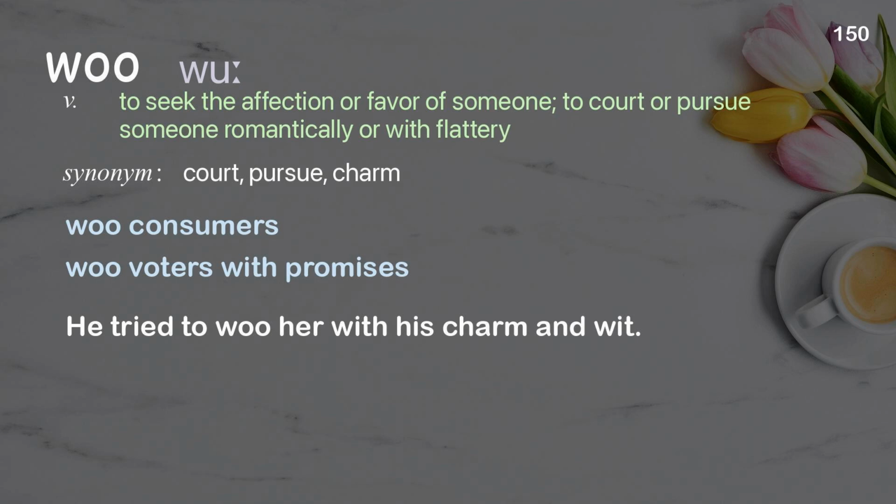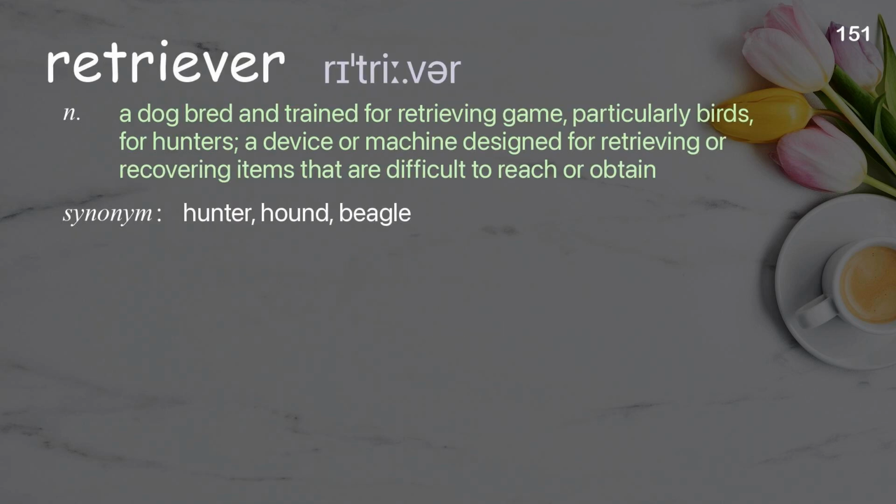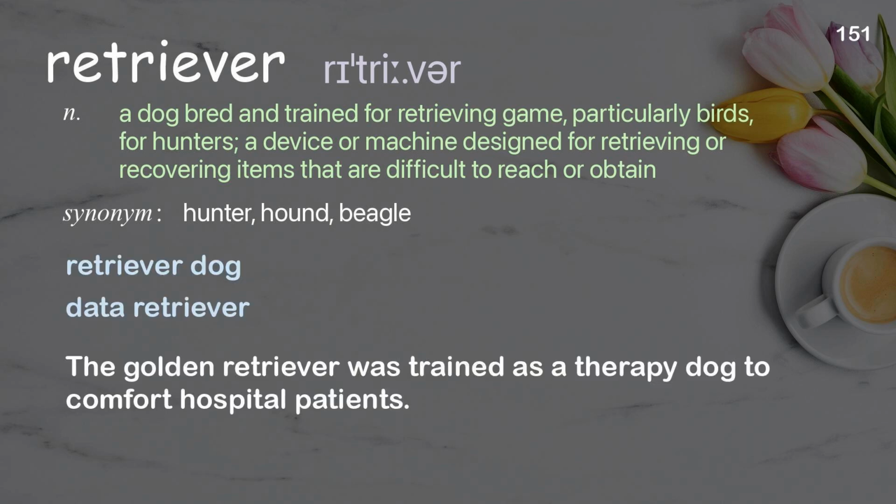Retriever. A dog bred and trained for retrieving game, particularly birds, for hunters, a device or machine designed for retrieving or recovering items that are difficult to reach or obtain. Examples: Retriever dog, data retriever. The golden retriever was trained as a therapy dog to comfort hospital patients.